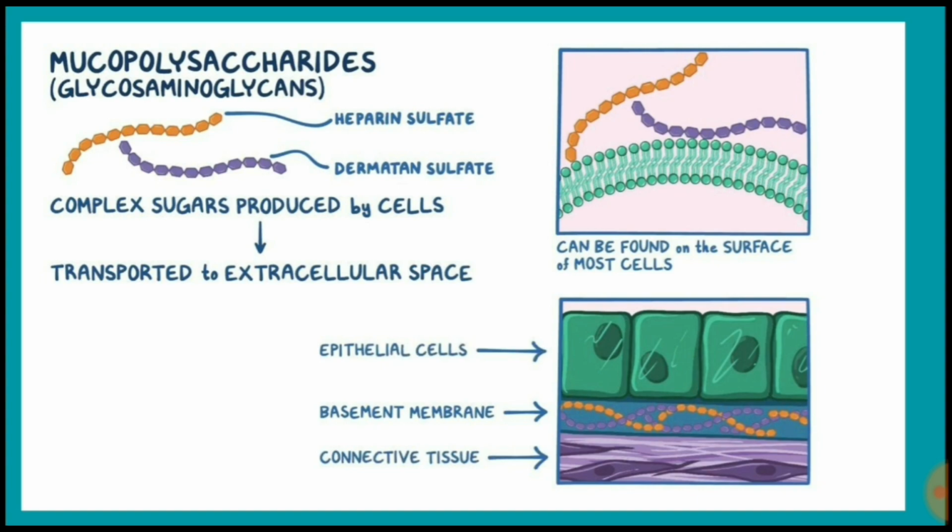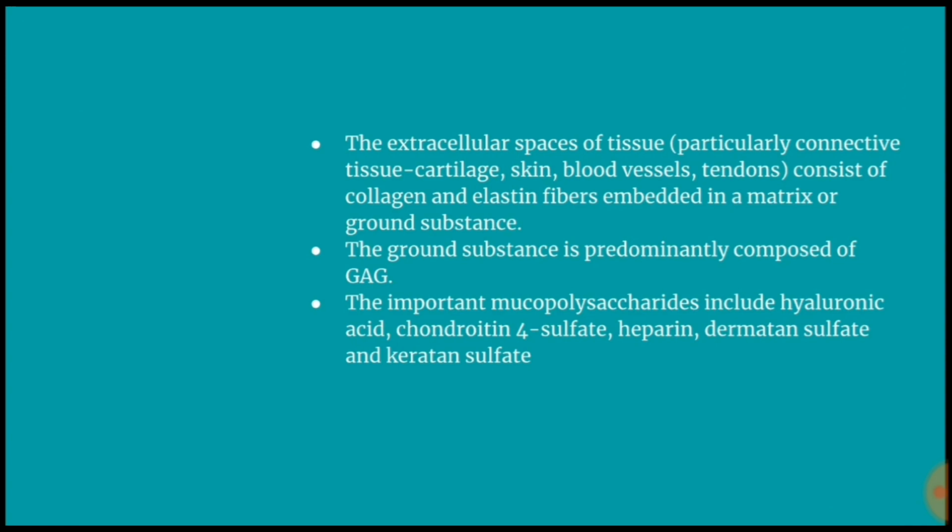You can see there is an epithelial cell, there is a basement membrane and a connective tissue. So in between the cells and the connective tissue, there is a basement membrane wherein the mucopolysaccharide forms a chain-like structure and holds the different tissues together. So that is the work of mucopolysaccharide. Now where is this mucopolysaccharide observed? So it is seen in the tissue cartilage, in the skin, in blood vessels and tendons. So these are the different tissue forms where you can observe the mucopolysaccharide.